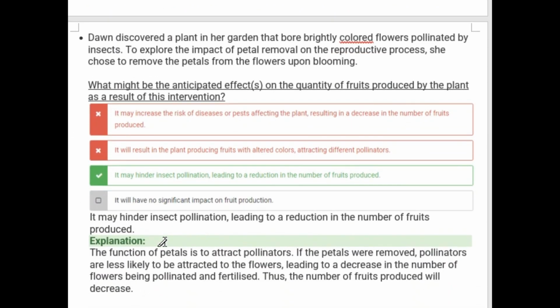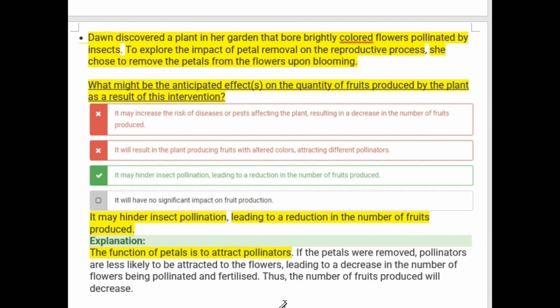Dawn discovered a plant in her garden that bore brightly colored flowers, pollinated by insects. To explore the impact of petal removal on the reproductive process, she chose to remove the petals from the flowers upon blooming. What might be the anticipated effects on the quantity of fruits produced by the plant as a result of this intervention? It may hinder insect pollination, leading to a reduction in the number of fruits produced.